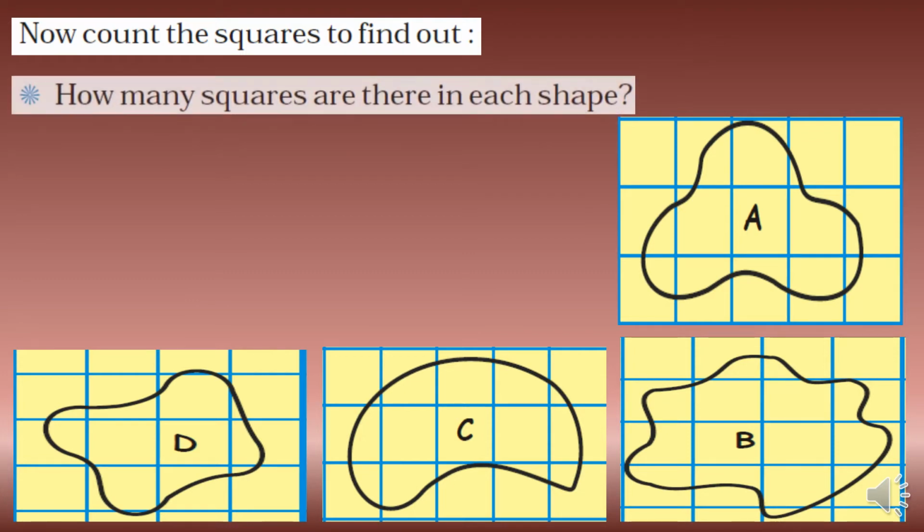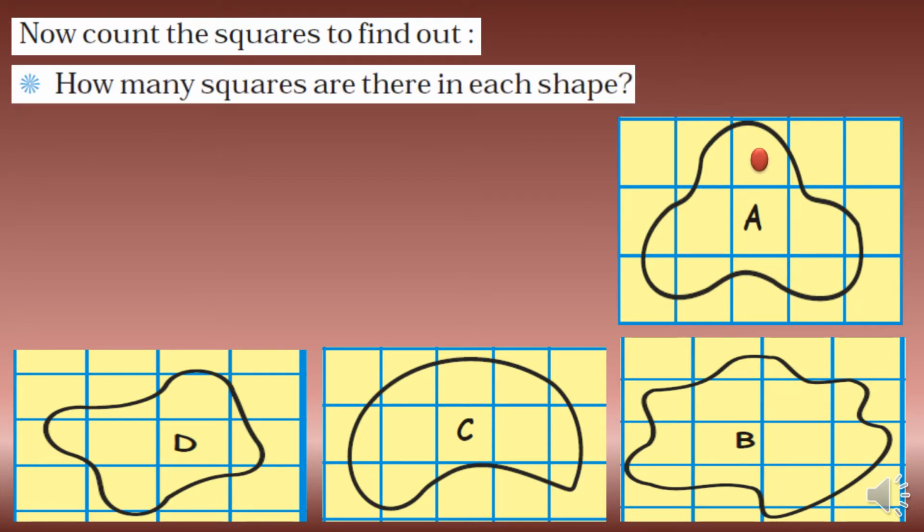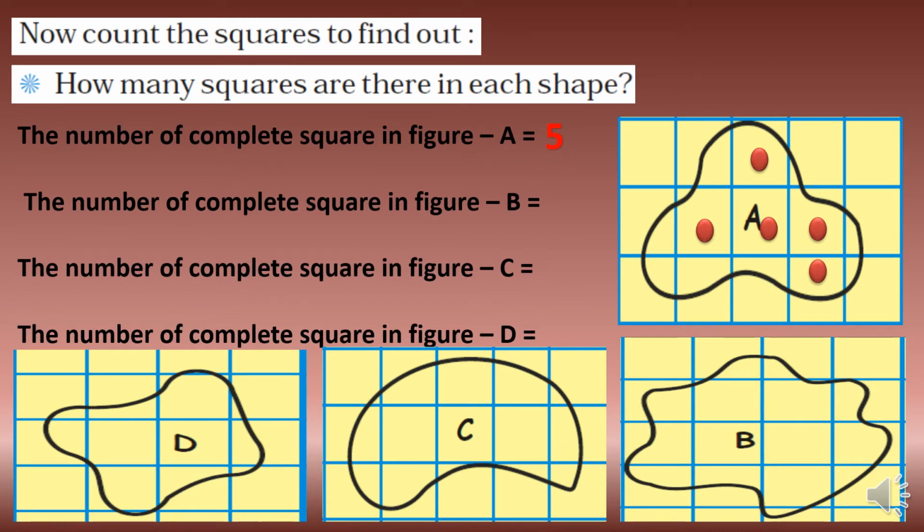A. 1 2 3 4 5. So there are 5 squares which we can consider. See, 1 is full and the rest of the 4 we will consider as full, as they are more than half. So more than half will be full. So the number of complete squares in figure A is 5.